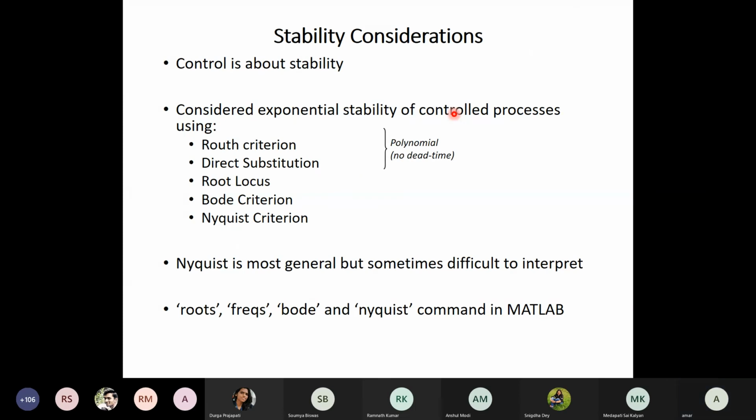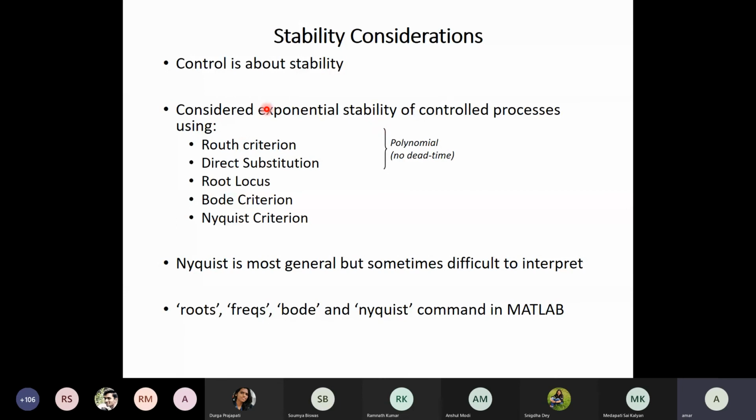So in essence, process control, or the design of the control system, is based on stability. So that's why I've written this line: control is about stability. Unless we know the stability criteria of a system, it is difficult for us to design a control system.